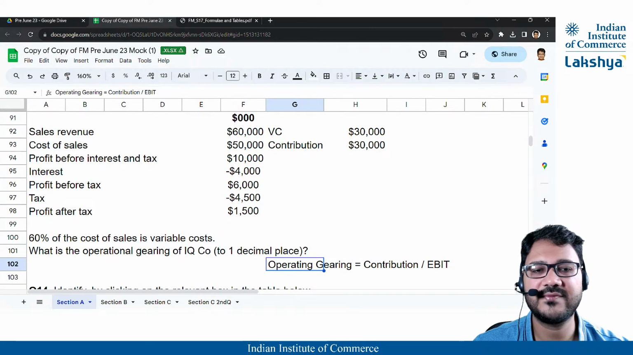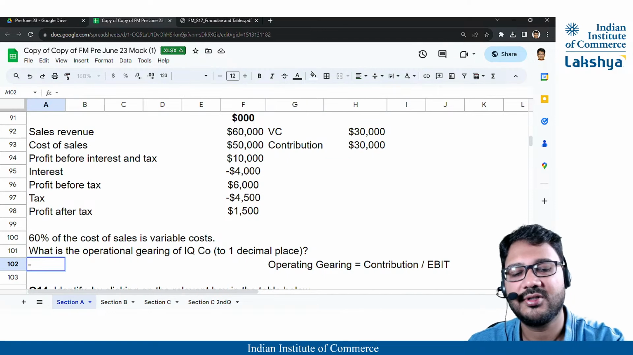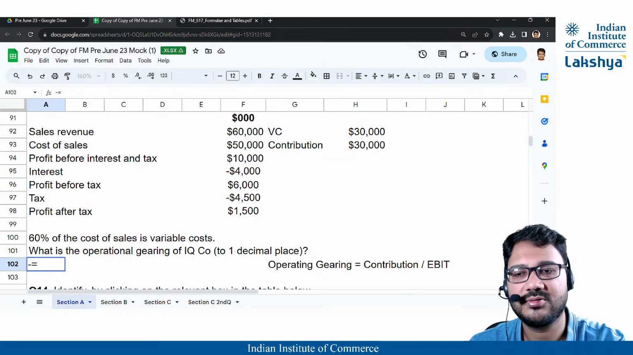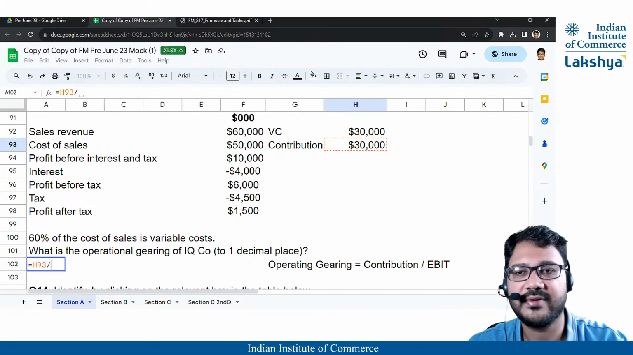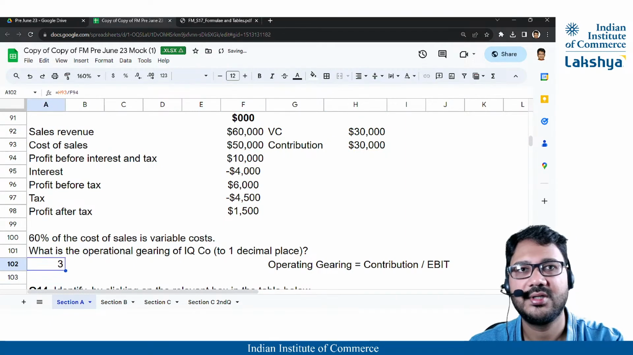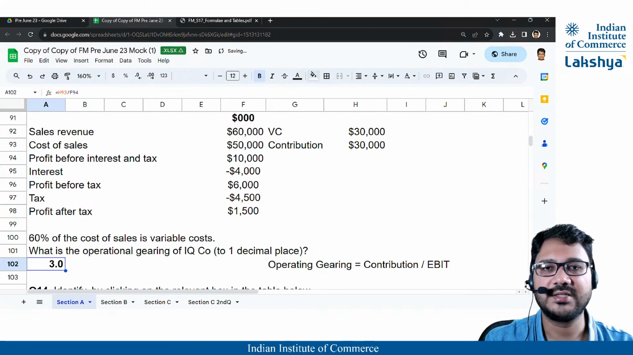So we have EBIT is nothing but profit before interest and taxes. Contribution also we have, so we can just directly do it. So operating gearing is equal to contribution divided by EBIT, which is equal to 3, and they are saying to 1 decimal point, so we will shift it 1 decimal point, so 3 will be our final answer.